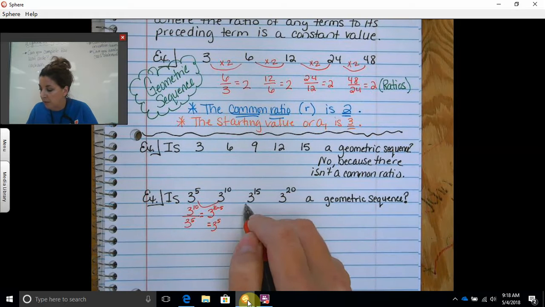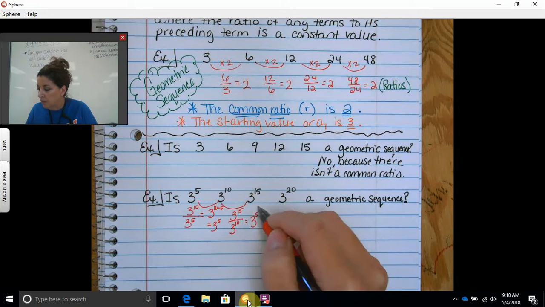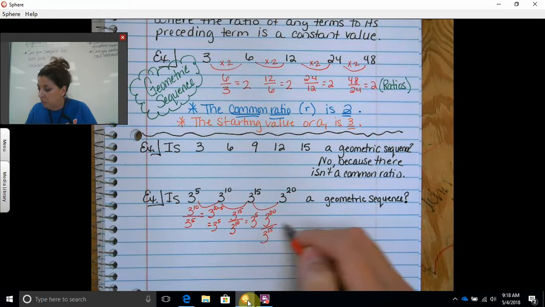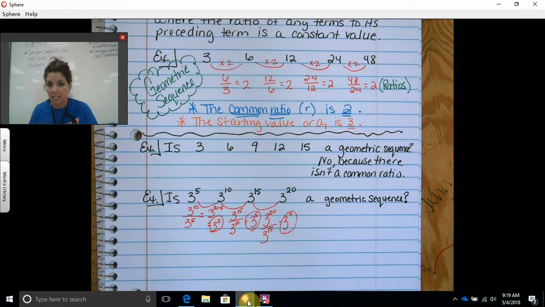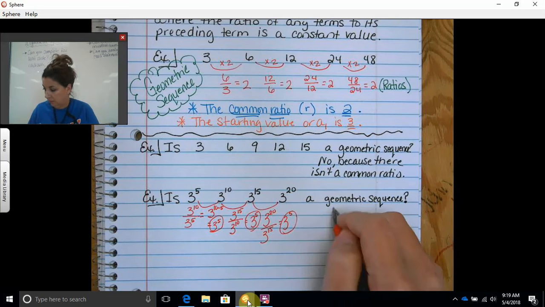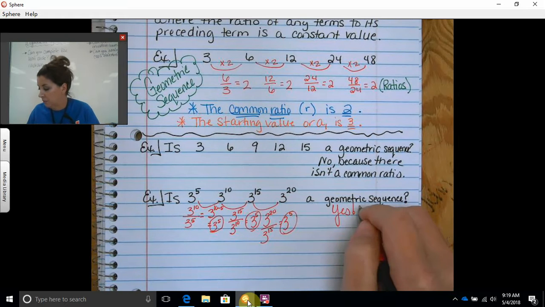The next one, you go backwards, right? So 3 to the 15th divided by 3 to the 10th would be 3 to the, what's 15 minus 10? 3 to the 5th. On the next one, 3 to the 20th divided by 3 to the 15th would be 3 to the 5th. Do they have the same common ratio? Yes. So is it geometric? Yes, because there is a common ratio of 3 to the 5th.